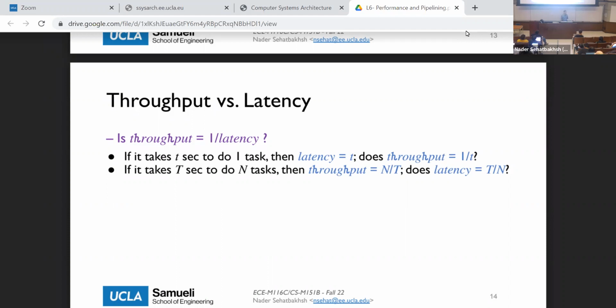Or look at it differently. If it takes T in uppercase seconds to do n tasks, then the throughput by definition is n over T. But the question is, is the latency T over n or not? Or in other words, is throughput equal to 1 over latency, yes or no, or sometimes yes and sometimes no? Any possible answer? Anybody have any idea whether these are the same thing or not?